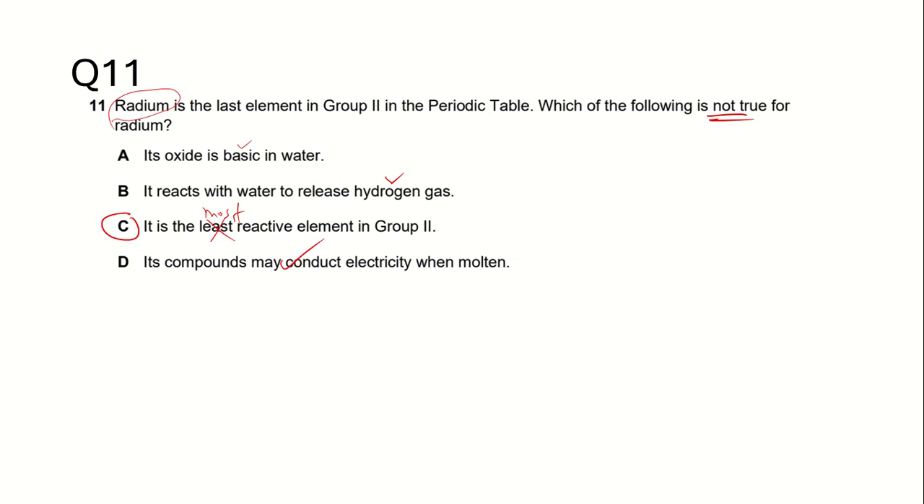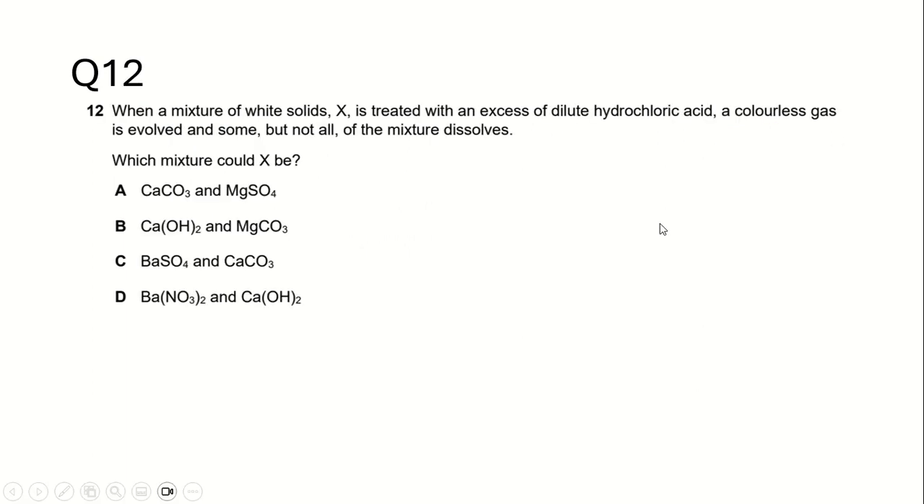So our answer to question 11 is C. Now let's look at question 12. When a mixture of white solids X is treated with an excess dilute hydrochloric acid, colorless gas is evolved, and some but not all of the mixture dissolves. White solid treated with acid, and gas is formed.